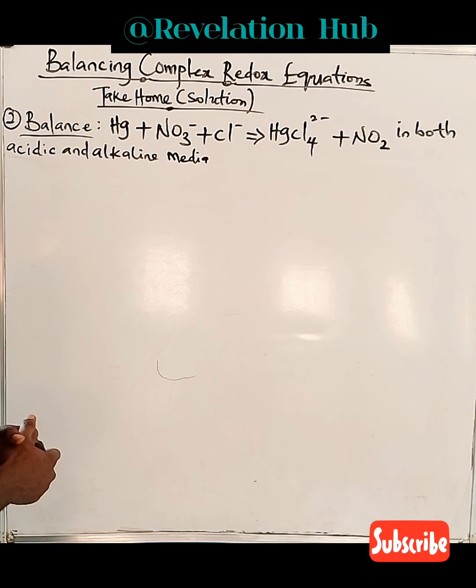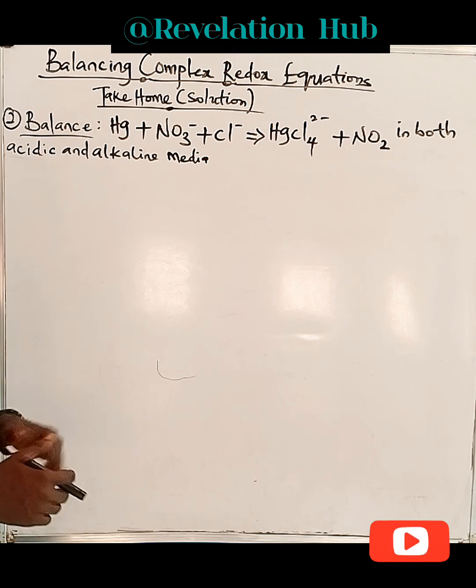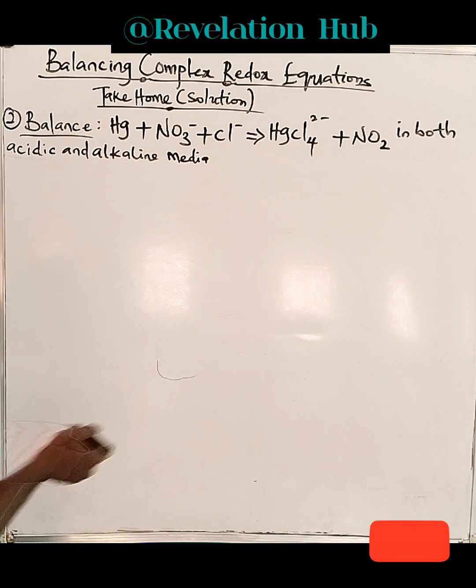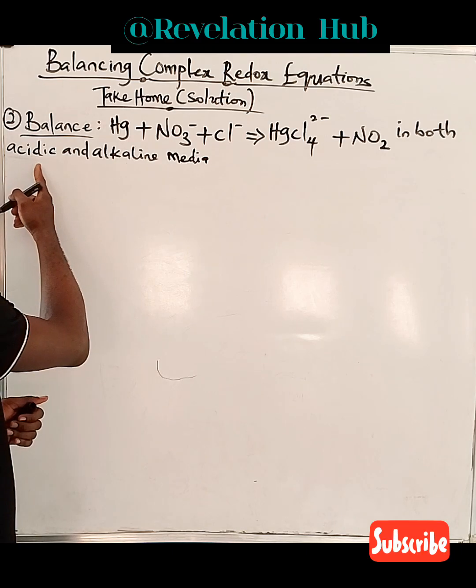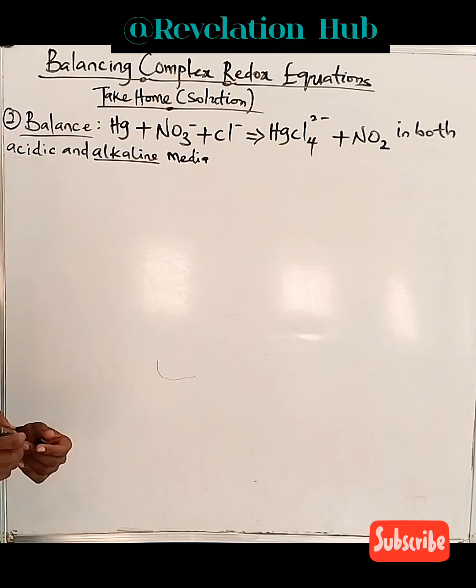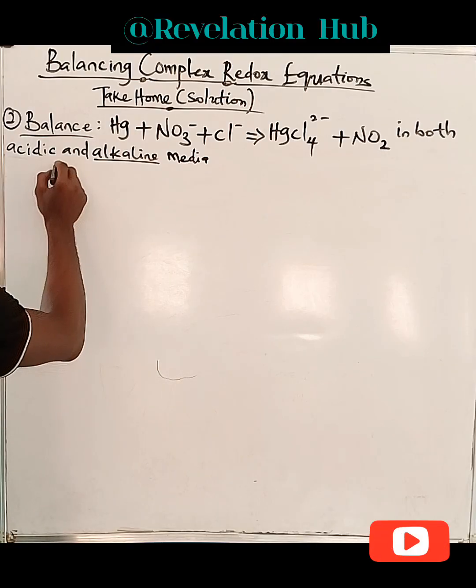What do we have on the board? We are asked to balance Hg plus NO3 minus plus Cl minus equals HgCl4 2 minus plus NO2 in both acidic and alkaline media. We're done with balancing this question in acidic medium, so we're going to be doing that in alkaline medium this time around. Let's quickly look at that.